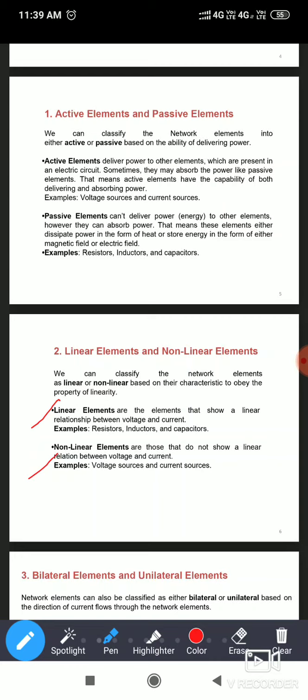So voltage source, current source, how is it? Suppose this is a voltage value with respect to time. Is it passing through the origin? No. The diode I have given as an example is also a non-linear element. So these are linear elements and non-linear elements. Therefore, the network consisting of linear elements is called a linear network. So RLC, this is the important one.